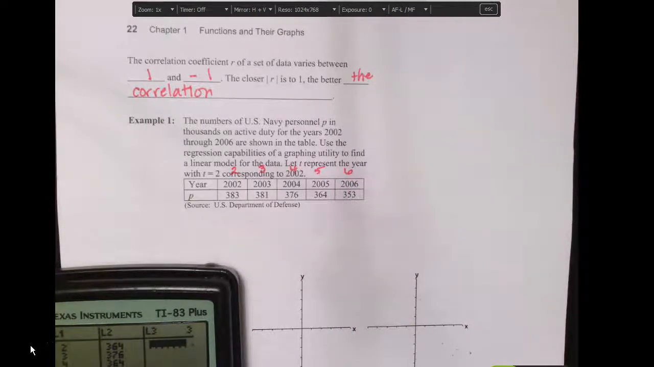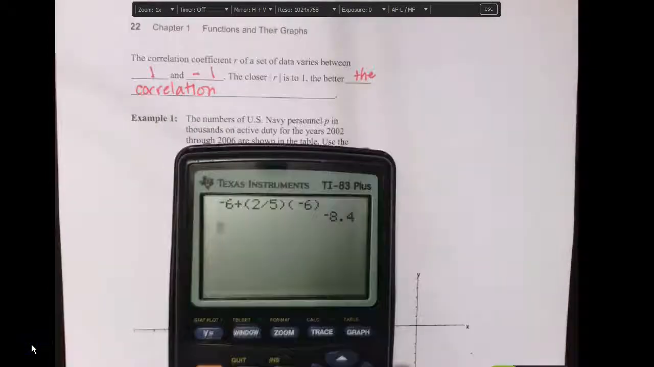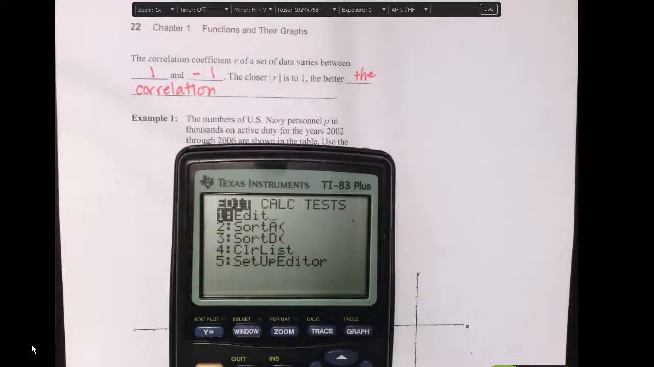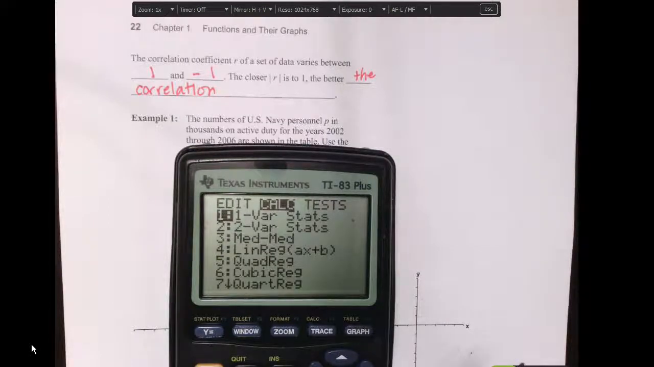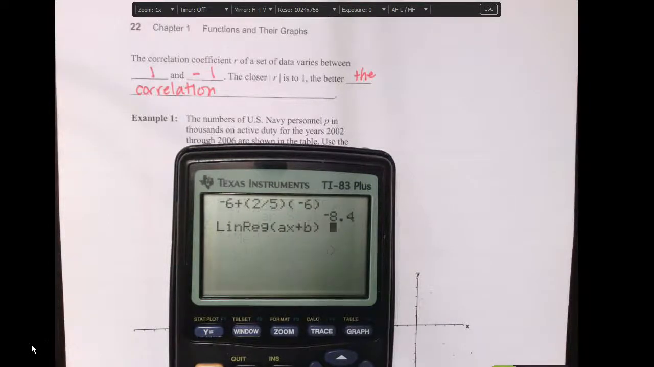Now we need to do a linear regression. So in the calculator we want to go to stat, and then we want to go to calc, and we want to look at option number 4, the linear regression.